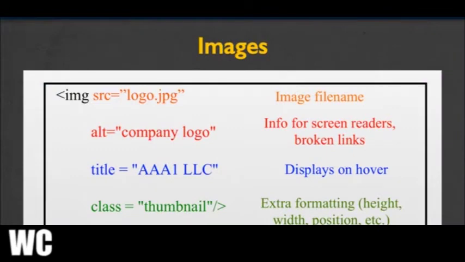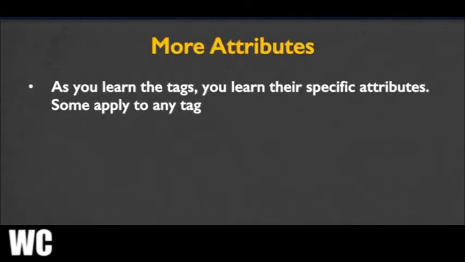I have the image tag followed by source, logo.jpg. I have the alternative text, which is info for the screen readers and broken links. I include a title attribute, which will often display when you hover over the image. And then I also have a class attribute, which might indicate extra formatting, such as the height, the width, the position, etc. As you learn more and more tags, you're going to learn that they have specific attributes.